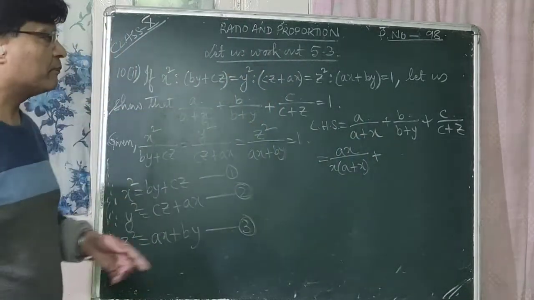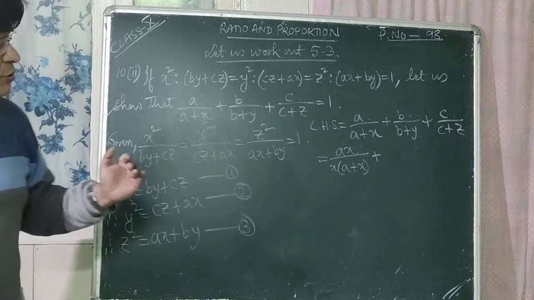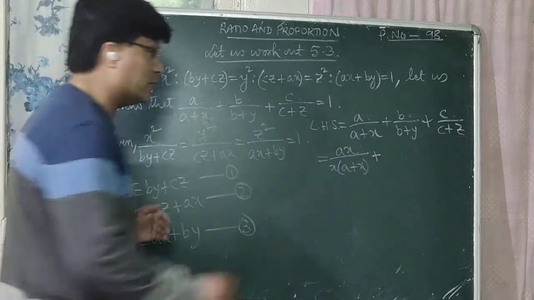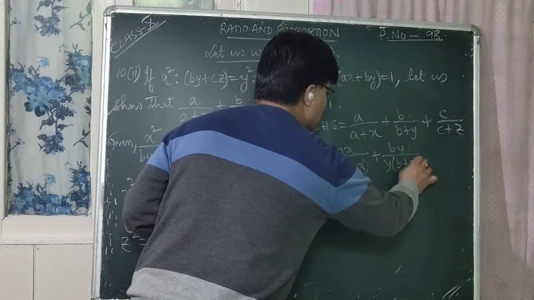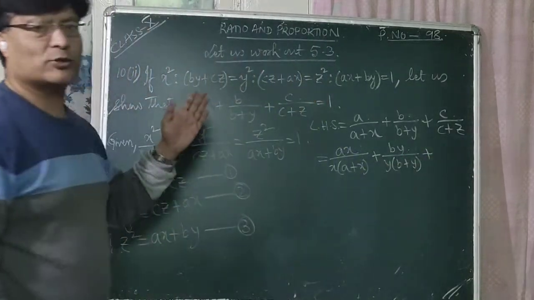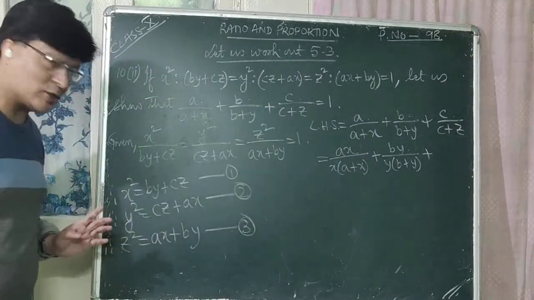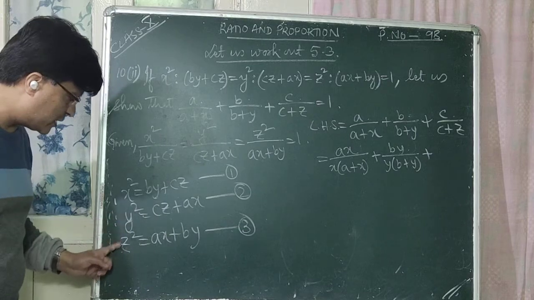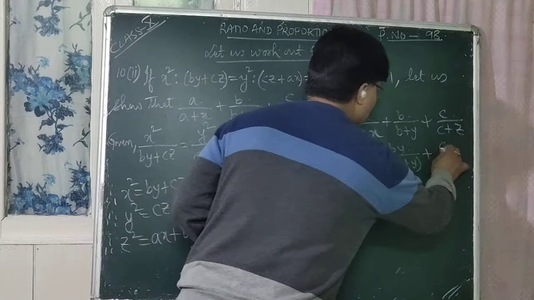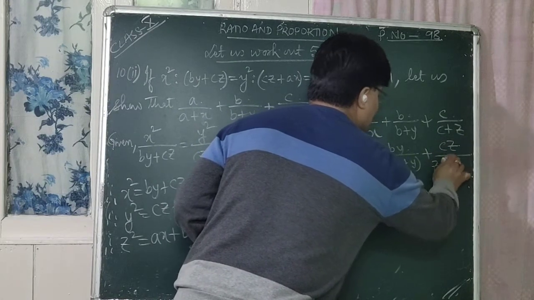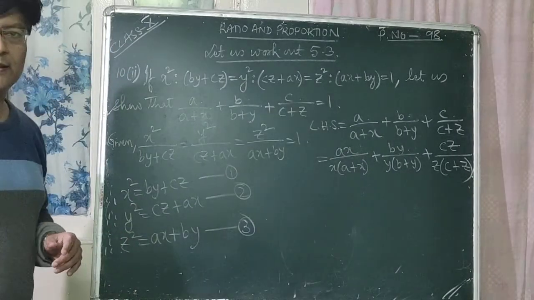Plus similarly, in order to get this y square, you have to multiply both numerator and the denominator by y. So what do we get? by divided by y into b plus y. Plus, what is the last one? You have to multiply both numerator and the denominator by z to get this z square, so that you can put the value for z square is equal to ax plus by. So write down cz divided by z within bracket, it is c plus z. Right?